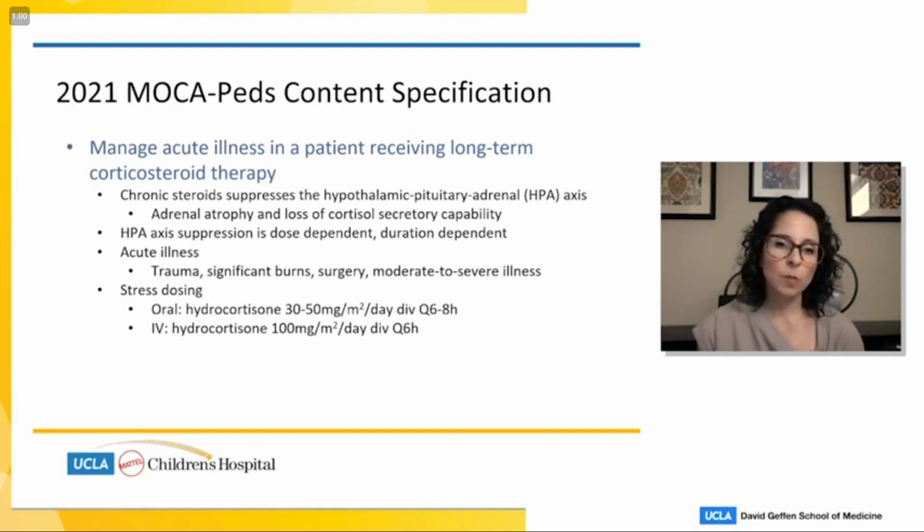So what happens when these lupus patients who are on chronic steroids are injured, have a trauma, or require surgery? They're unable to produce the compensatory cortisol response because of the HPA axis suppression. So it's important to educate families about stress dosing. And I've listed, if the patient is otherwise okay, they can tolerate the oral stress dosing. Dosing is listed. If they're more critically ill or moderately ill, IV dosing as listed.